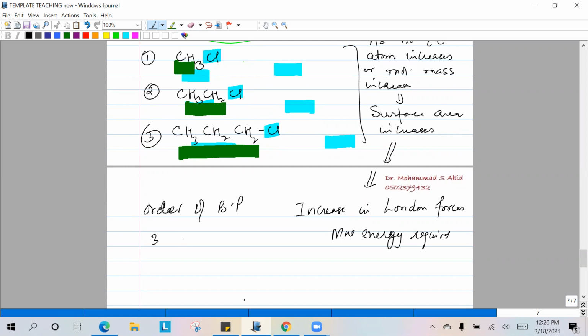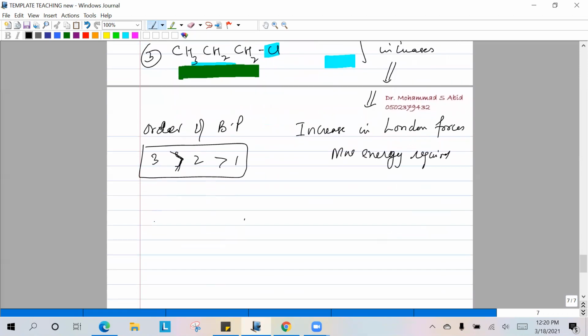So based on this explanation, if you are looking at the order of boiling point, the third will have the maximum, then 2. I'm not talking about the isomer, I'm talking about 1, 2, 3, this, and then 1. So why is that happening? Because the surface area is increasing.